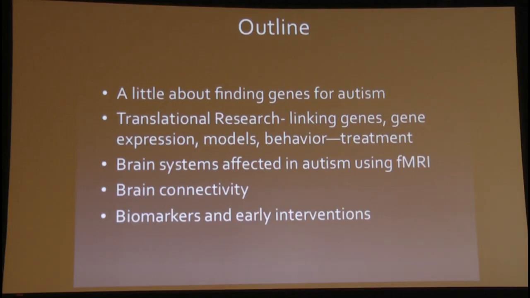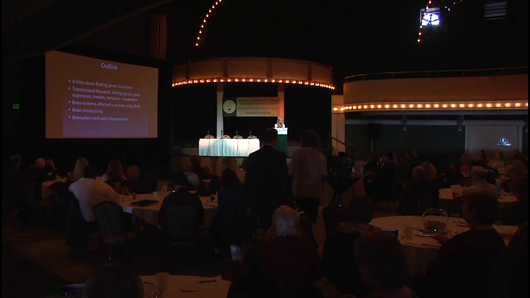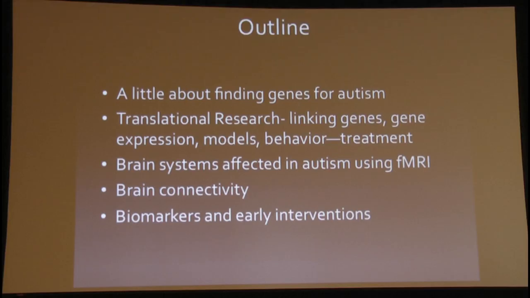And let's see, can we go to the next? Okay, great. So I'm going to be talking a little bit about finding genes for autism. I'm going to talk more generally about translational research, which is something I hope that most of you have heard a lot about. The NIH is funding translational research, and why we do it and how we are trying to use these kinds of models to link genes, models in an animal system, to what is happening in a human in order to make it possible for us to learn fundamentally what is going wrong with the brain and hopefully develop fundamental interventions that will affect whole systems rather than individual behaviors. That's the ultimate goal. So I'll talk about how we do that, about brain connectivity and biomarkers of early intervention.